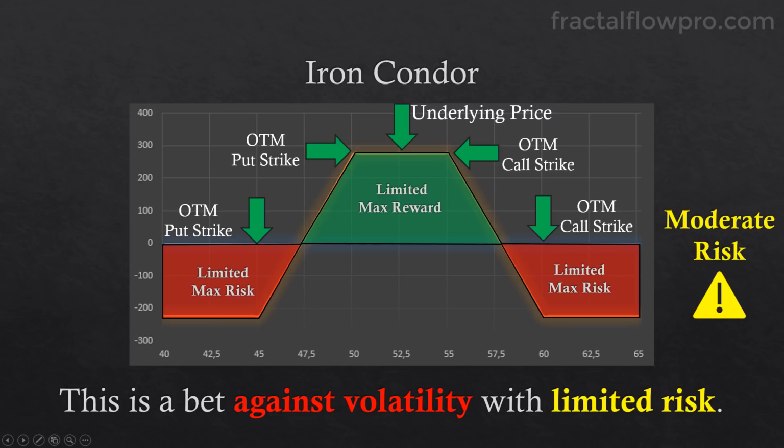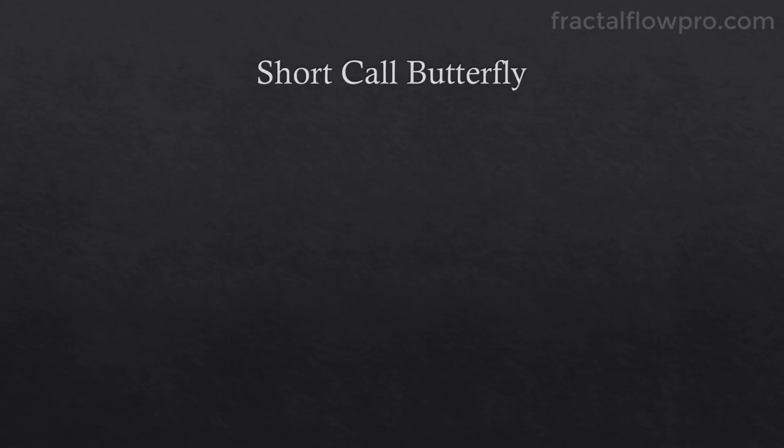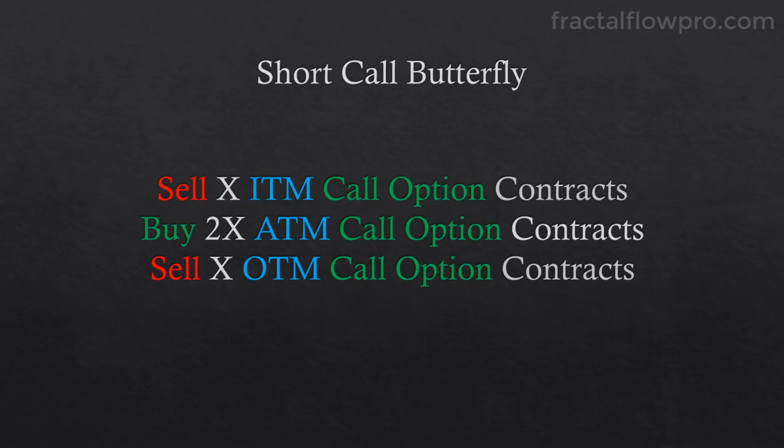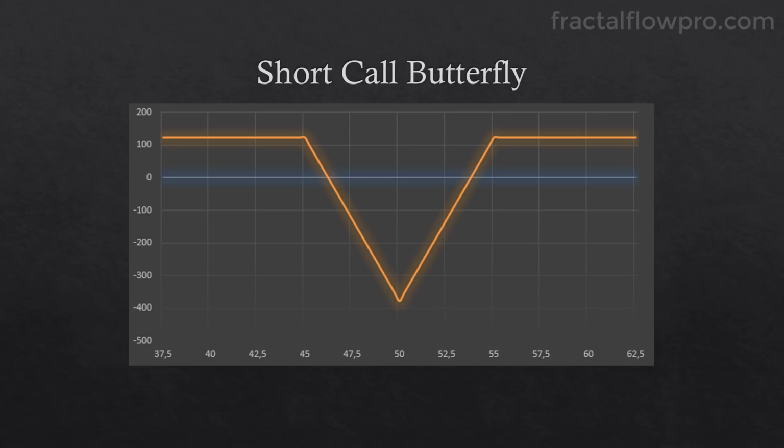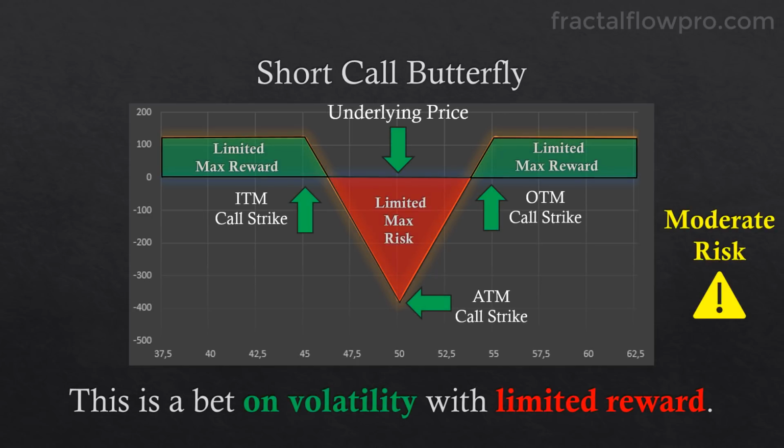The short call butterfly strategy consists in selling an X amount of in-the-money call option contracts, buying 2X amount of at-the-money call option contracts, and selling an X amount of out-of-the-money call option contracts. In terms of payoff, this is the inverse of the long call butterfly. The strategy becomes profitable if price moves away from the at-the-money strike in any direction, which is exactly the opposite of how a long call butterfly works.